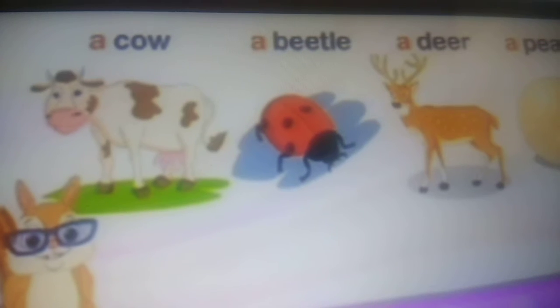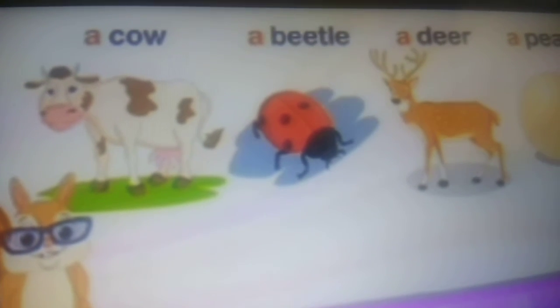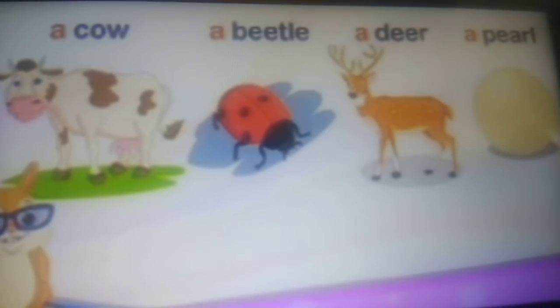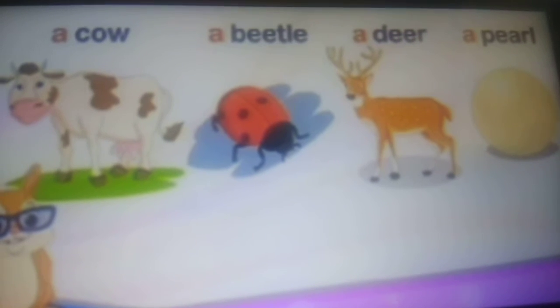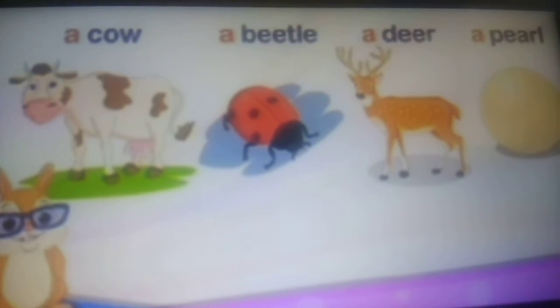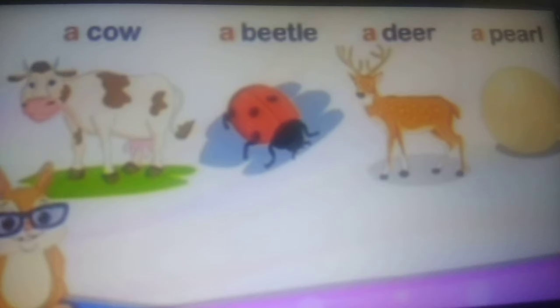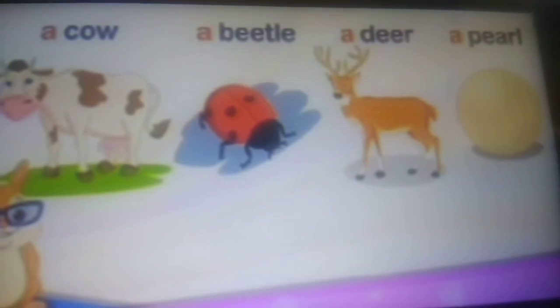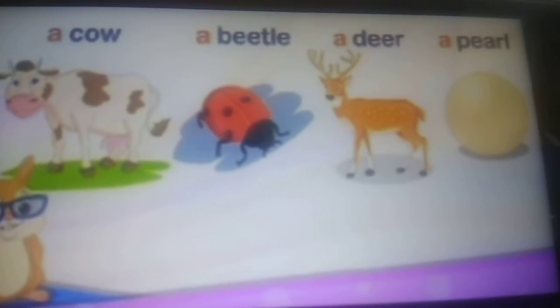Next, beetle. B-E-E-T-L-E. Beetle. In this, what is the first letter? B. B is a consonant. That's why we use the article a. A beetle.